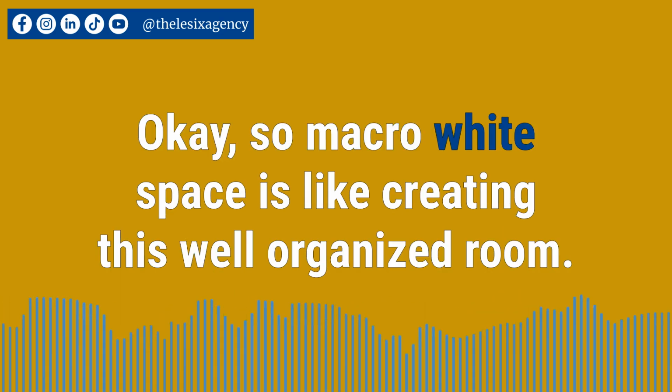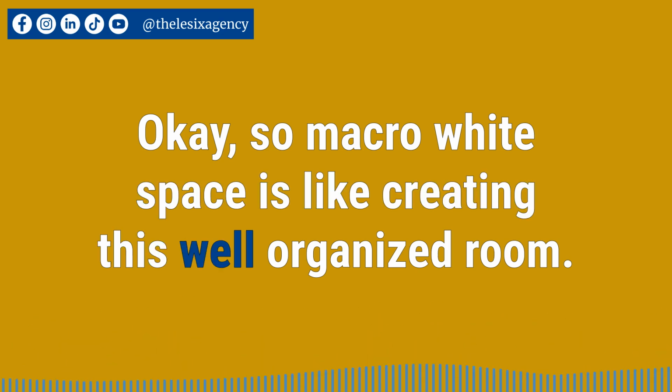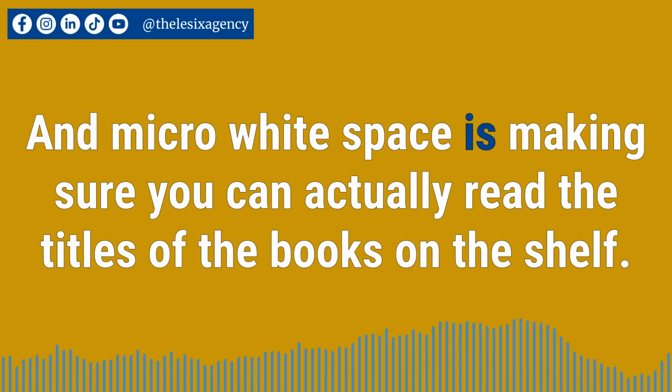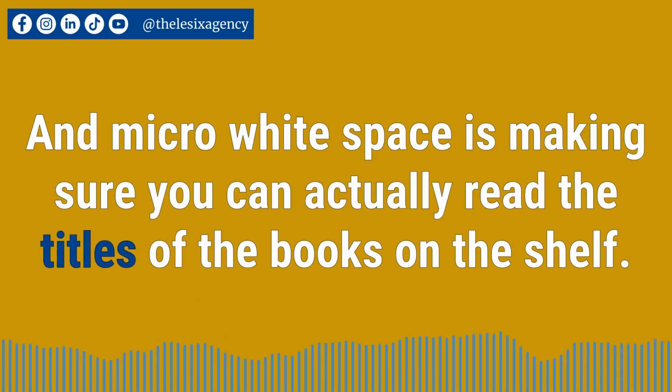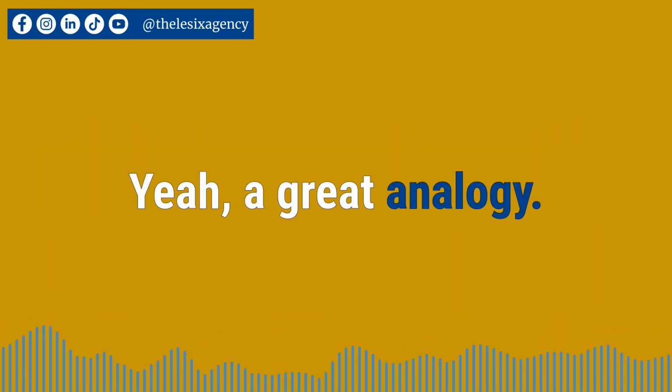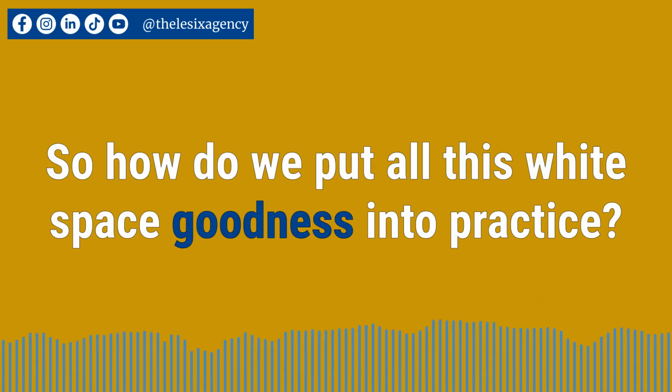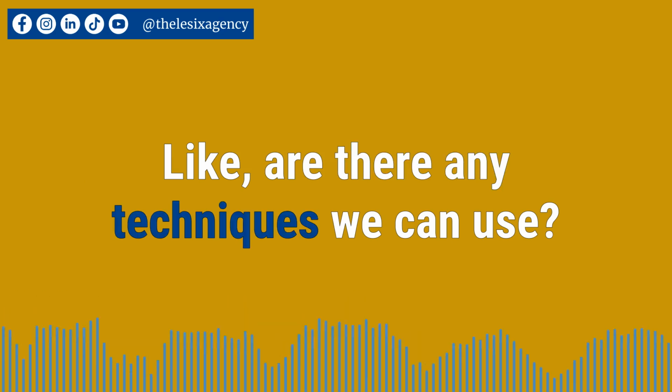So macro white space is like creating a nice, clean, well-organized room. And micro white space is making sure you can actually read the titles of the books on the shelf. A great analogy. So how do we put all this white space goodness into practice? Are there any techniques we can use?